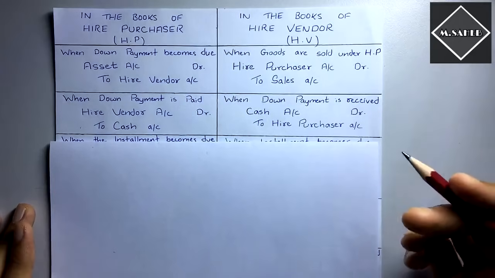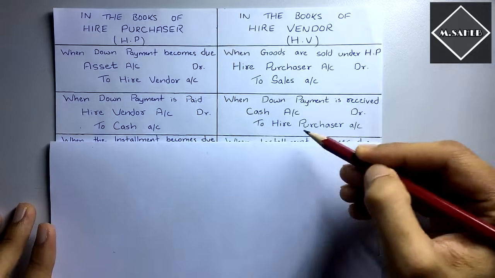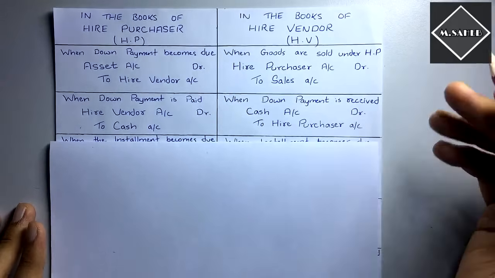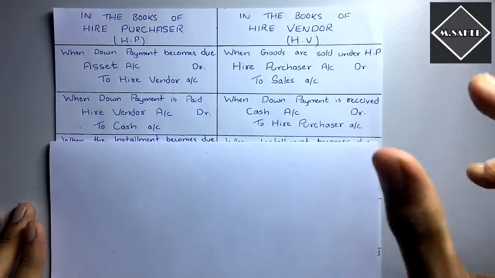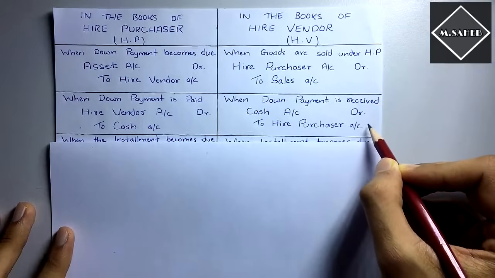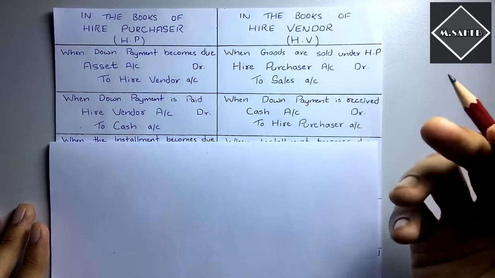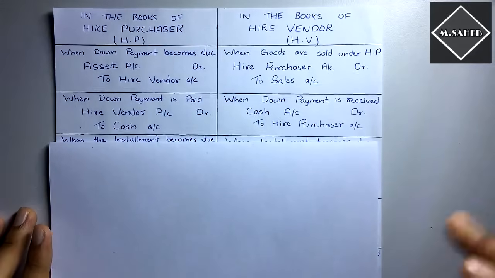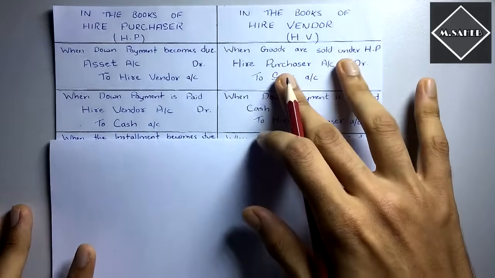And if you want to see it through the modern approach, the hire purchaser is a debtor. Let's say he paid 10,000 as down payment. So the 10,000 debt is being paid, and the asset is decreasing over here. But the modern approach is a little bit difficult here. I'll suggest you go with the traditional approach. Okay, leave it. Now let's see the third entry.